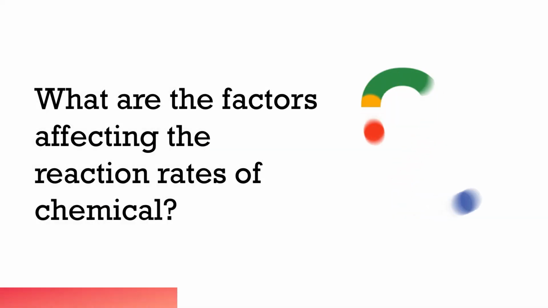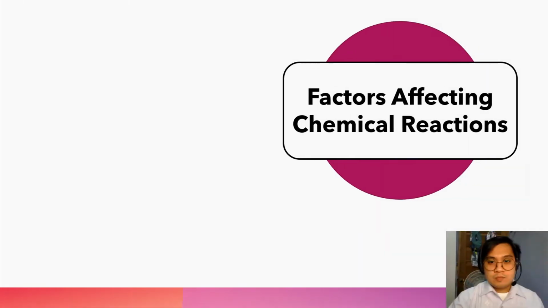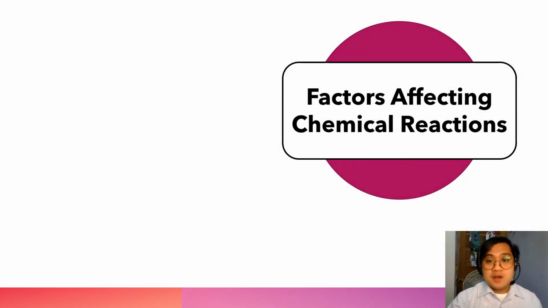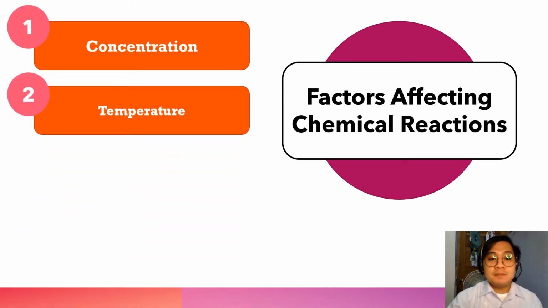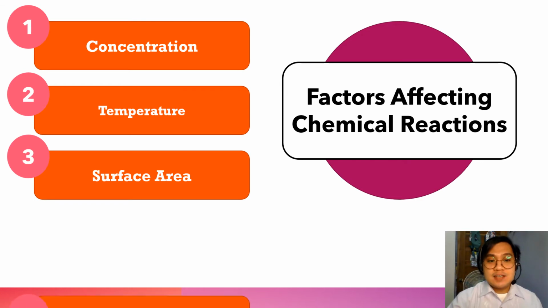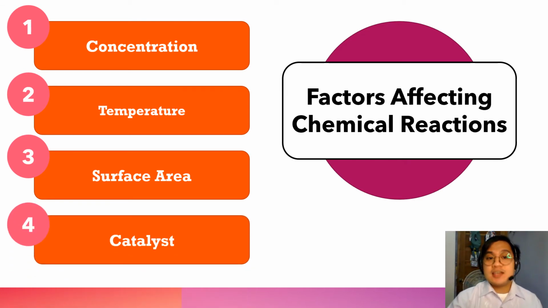So what are the factors affecting the reaction rates of chemical reactions? Basically, we have four factors affecting chemical reaction. The first one is concentration, then temperature, surface area, and of course, catalyst. Let's discuss this one by one.